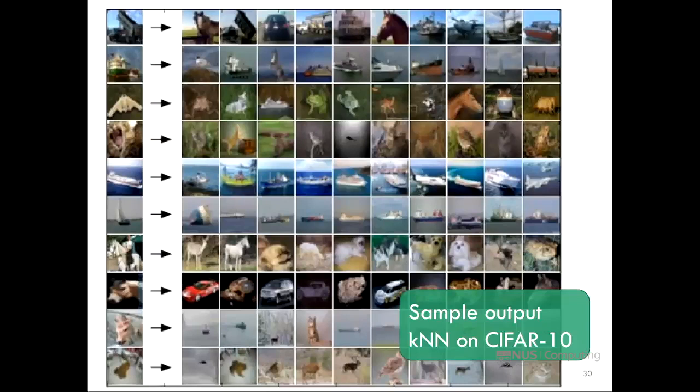Here's sample output from nearest neighbors on the CIFAR10 dataset. You can see some interesting examples here of things that it gets right and wrong. So for example, in the right column, you can see that quite a lot of the boats here or ships are actually classified correctly. In fact, all of them except for the very last one seems to be correct.